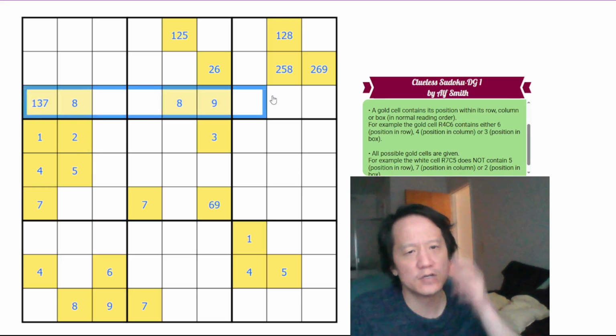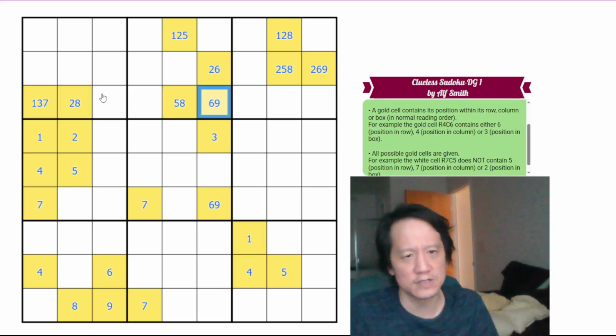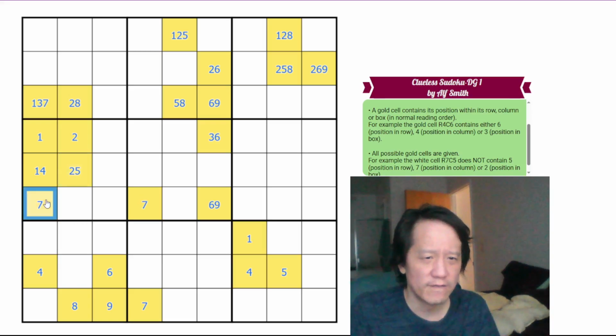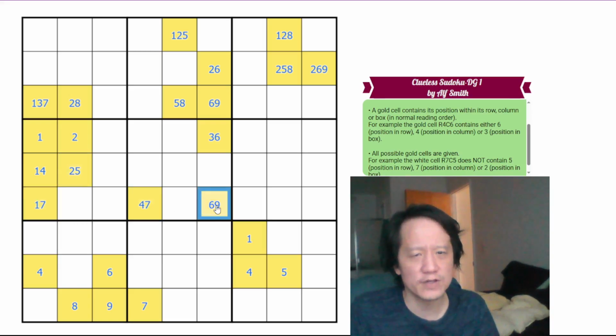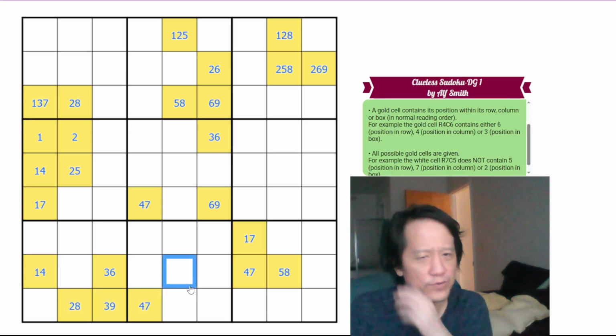What about in the rows? This is 2nd, this is 5th, and this is 6th. This is 1st, 2nd, and 6th. 1st, 2nd, and that's it. 1st, 4th, and 6th. This is 7th. 1st, 3rd, 7th, and 8th. This is 2nd, 3rd, and 4th.